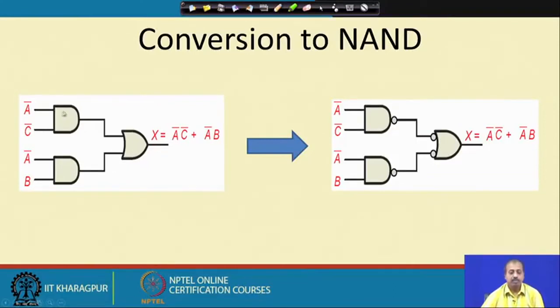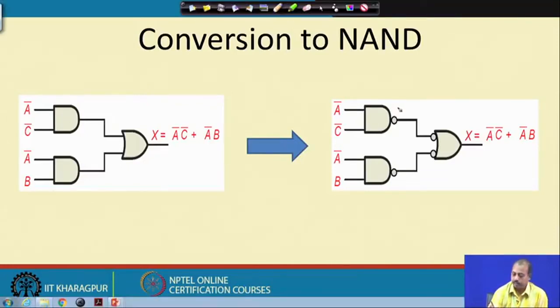But if I do not have these AND and OR gates, and I have only NAND gates, then you can do it like this. What we do is, this a bar c bar AND gate is converted into a NAND gate. This is the NAND operation, and this a bar b, which was an AND gate, we also convert into a NAND gate. After that, there is another bubble here. So at this point you are getting a bar c bar whole bar, and after this inversion you are getting a bar c bar.